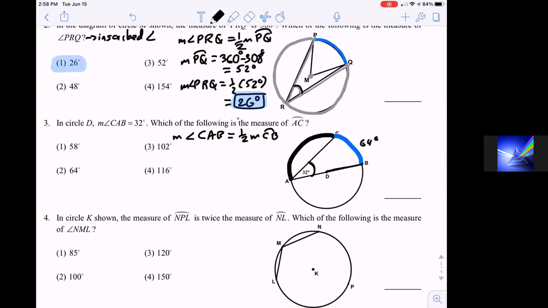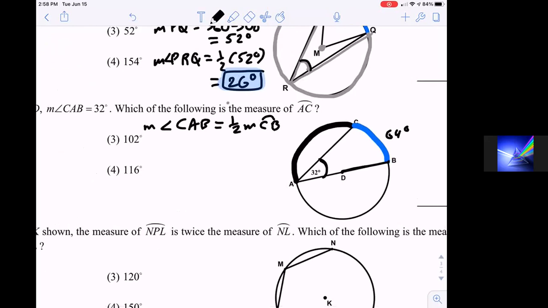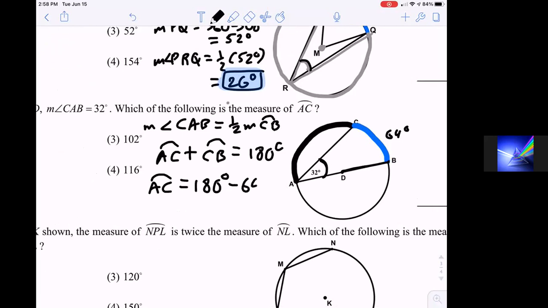Okay, so since we know the measure of arc CB, we can then say the black and the blue together, arc AC plus arc CB, add up to 180 degrees, because that would be half of a circle. So then just subtract that. Arc AC is going to be 180 degrees minus the 64 degrees, which is 116. Or option 4.